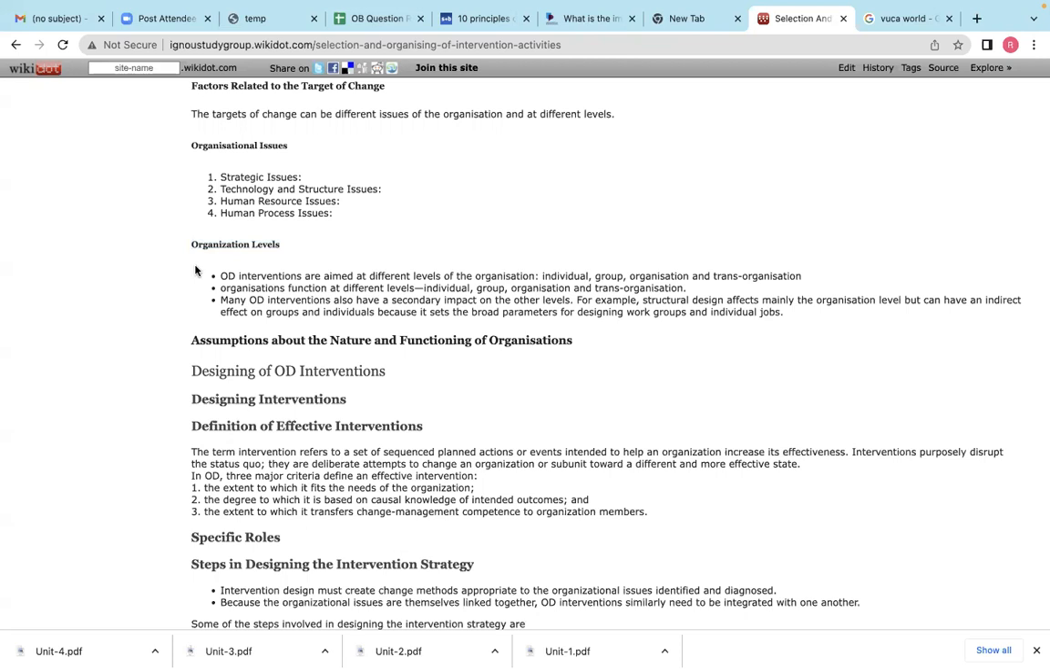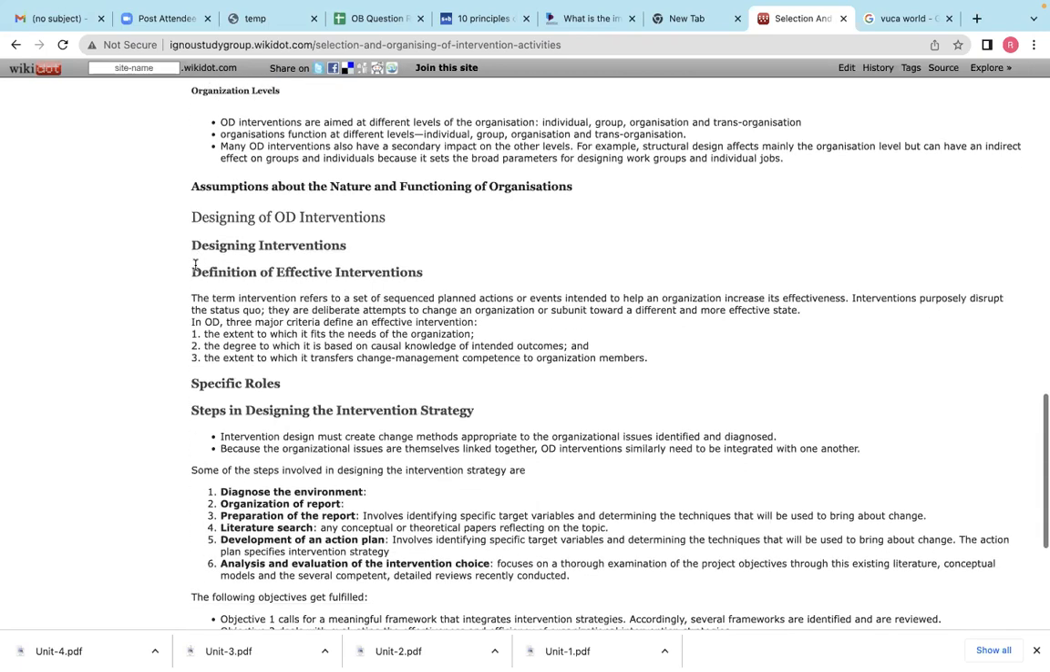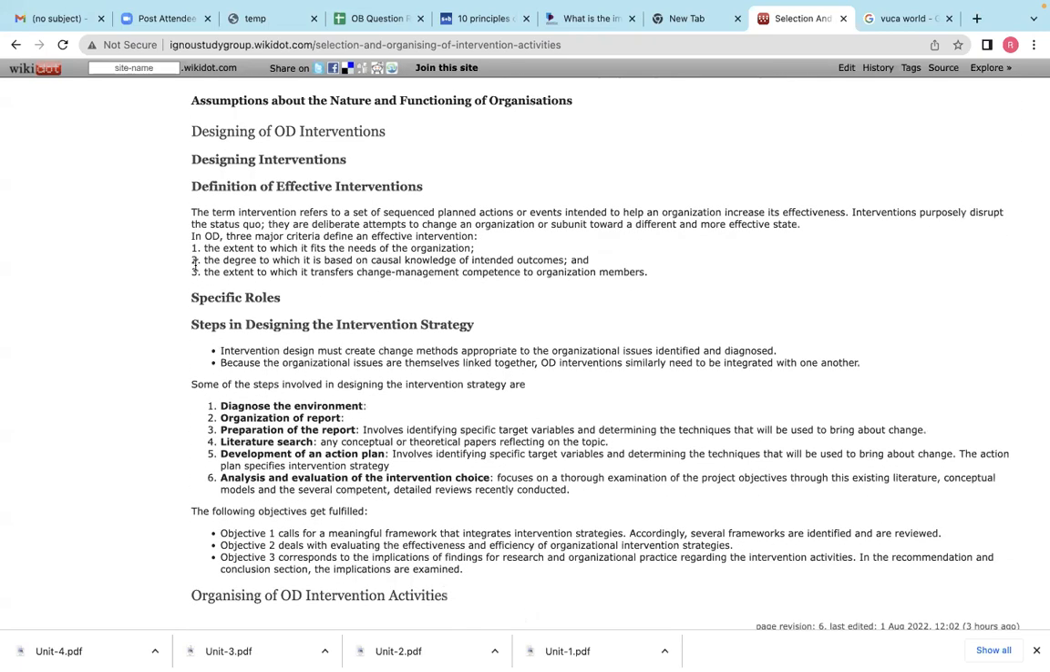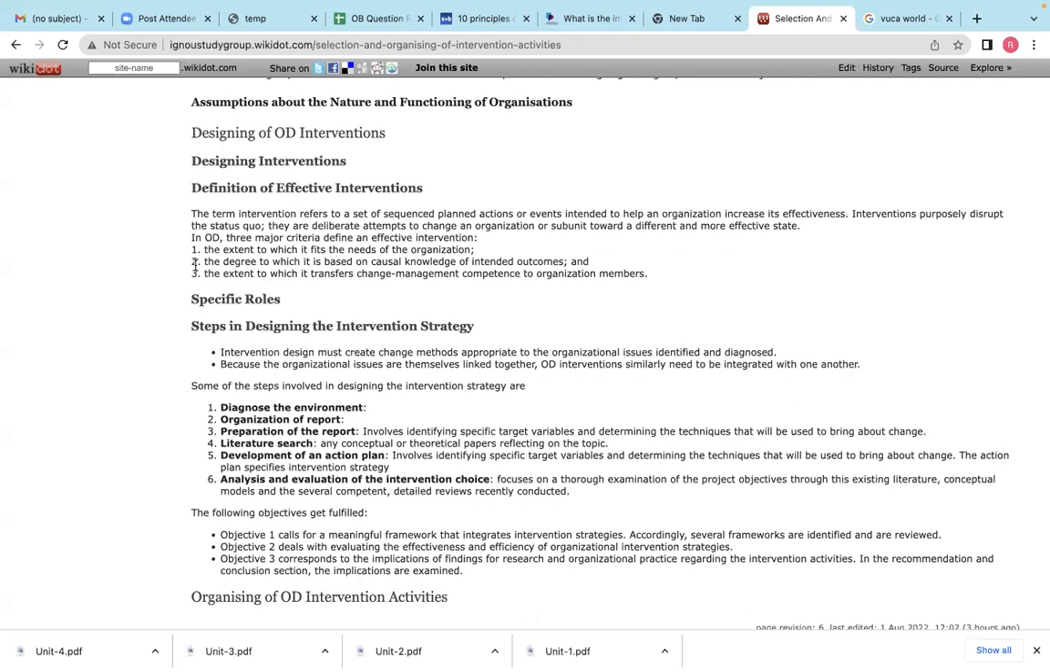Okay. So now we are going into a section which talks about designing OD interventions. One of the elements you need to understand in order to design an OD intervention is, first, what an effective intervention is. What is the definition of it? And then, what are the steps to design the intervention? So, first thing is understanding what an effective intervention is.